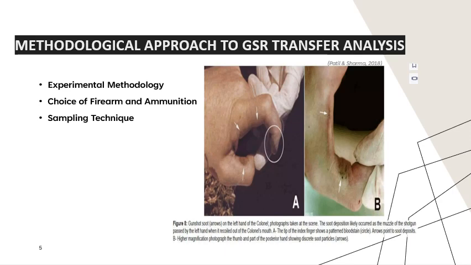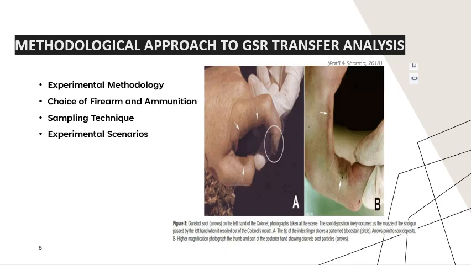This technique is widely recognized for its effectiveness in collecting a broad range of particle sizes. So sampling involved dabbing the SEM stubs onto the entire surface of the subject's hands 50 times to ensure a comprehensive capture of gunshot residue. Special attention was given to the webbed areas between the thumb and the forefinger, which is a common deposition site for gunshot residue, as the person is holding the gun and it hits right there in that webbed area.